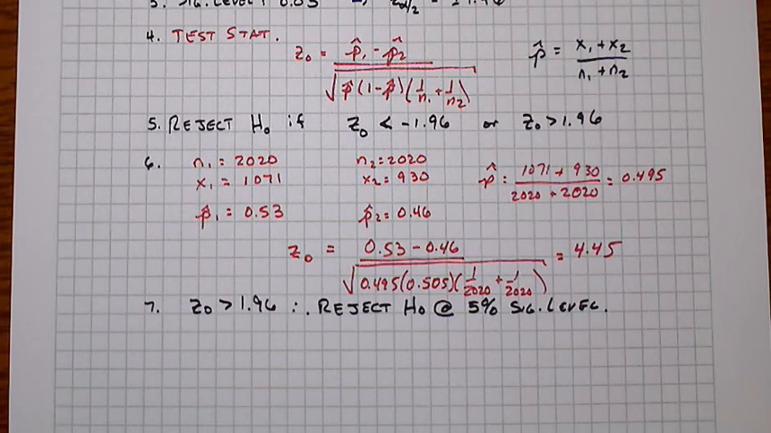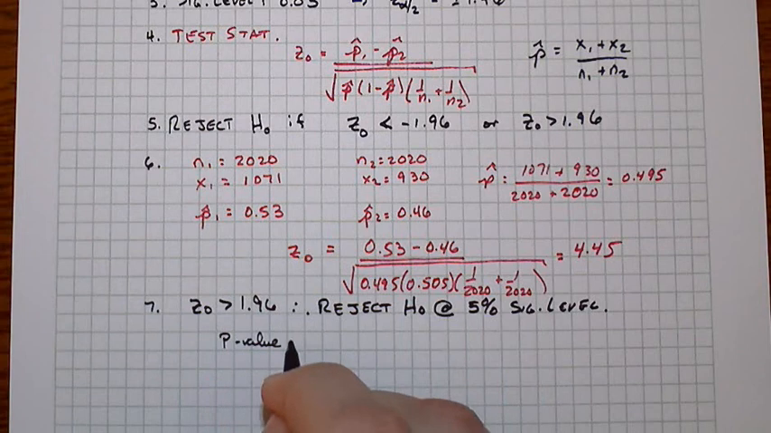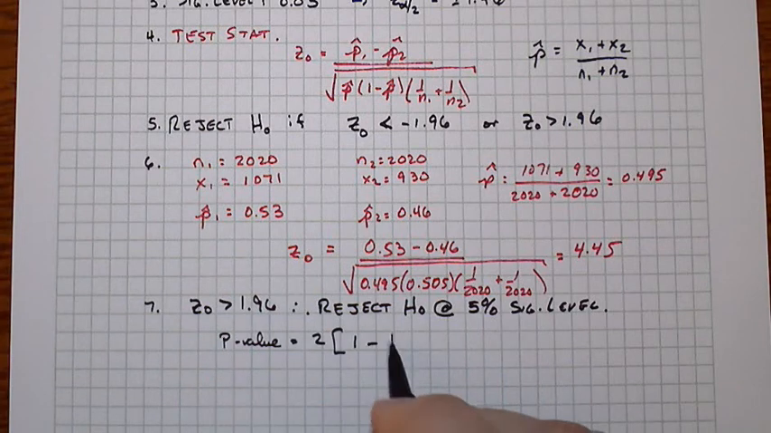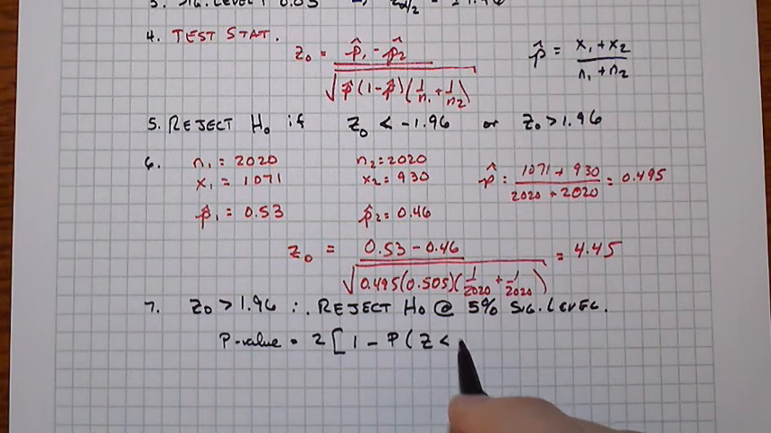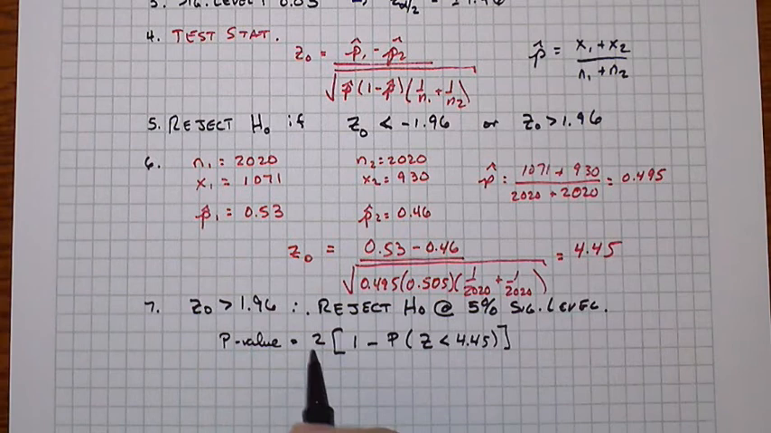Okay, and note, if we wanted to calculate a p-value, we could. That's going to equal 2 times 1 minus the probability that z is less than 4.45. That was our z-naught value. This is one tail, and it's a two-tail test, so that's why the 2. And of course, that's exceptionally small. It's darn near close to 0.